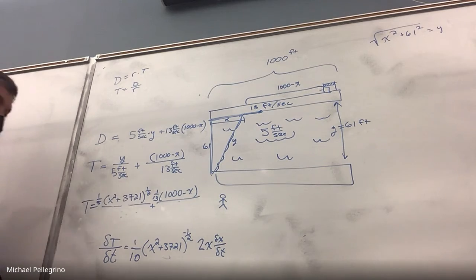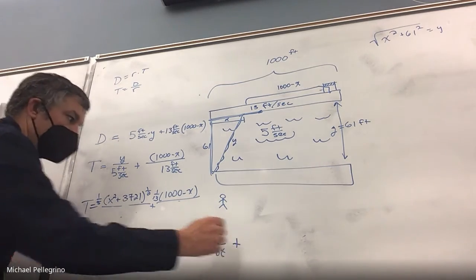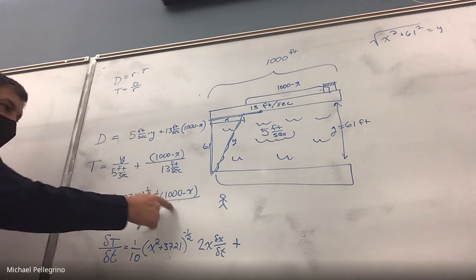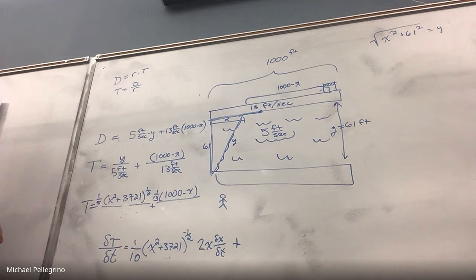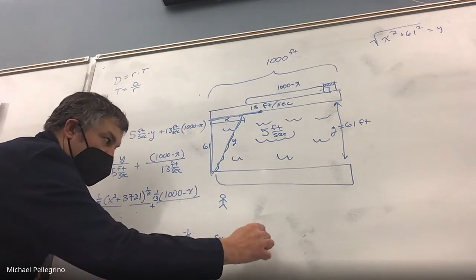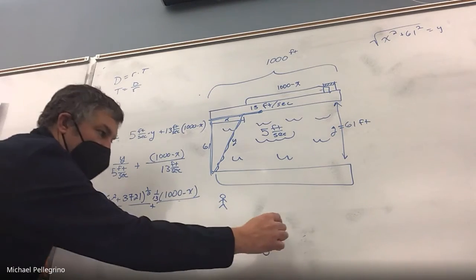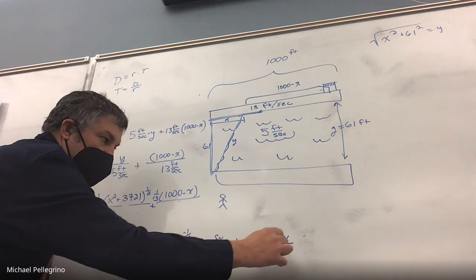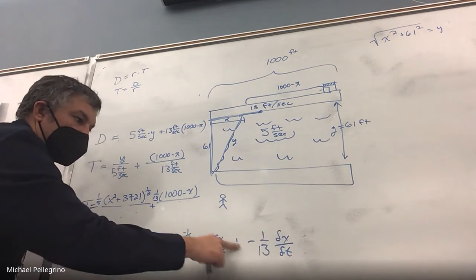Plus the derivative of this. And it looks to me like that's negative 1/13 dx dt. No, really, just minus.